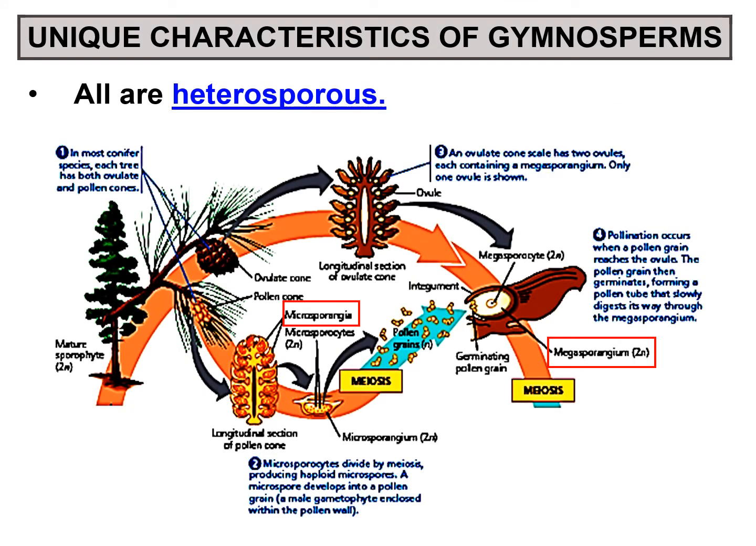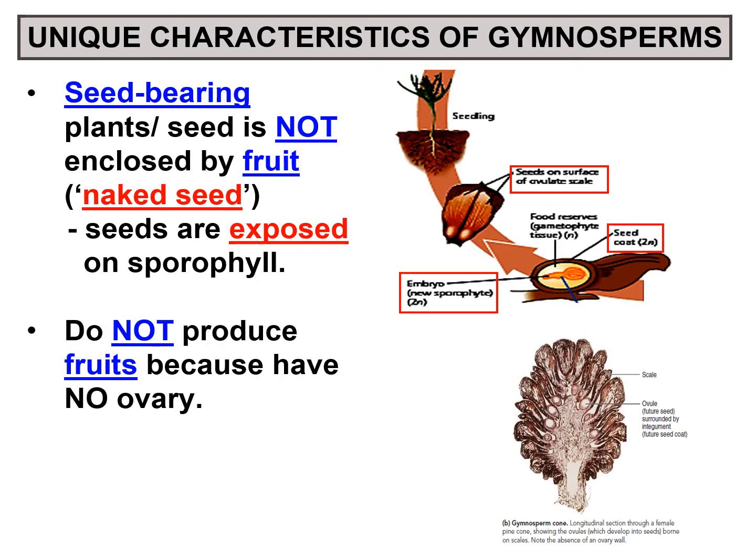All gymnosperms are heterosporous, meaning they have 2 different spores, the micro and the mega. Microspore and megaspore. Gymnosperms are seed-bearing plants, but the seed is not enclosed by fruit, which is called naked seed. So the seeds are exposed on sporophyll.